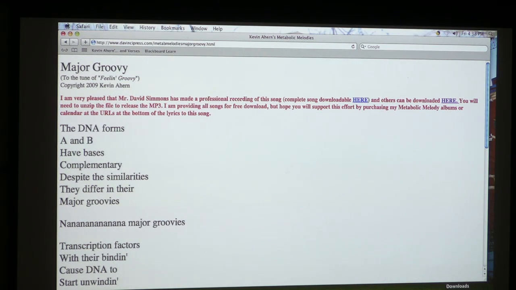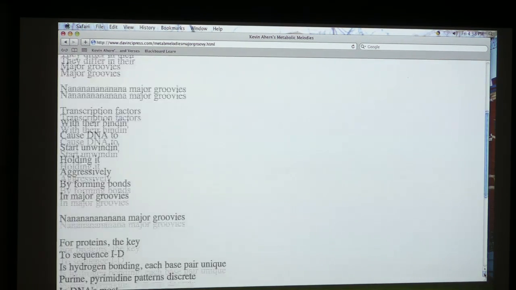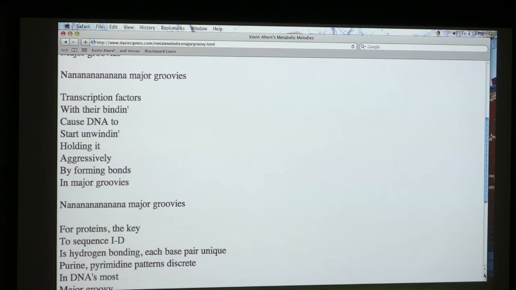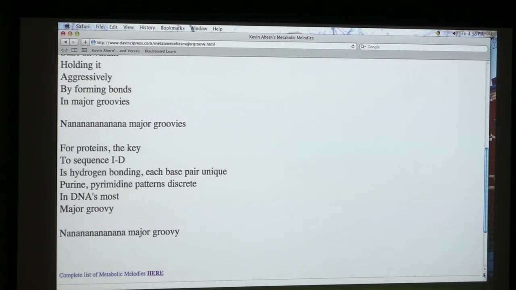The DNA forms A and B. They have bases complementary. Despite the similarities, they differ in their major groovies. Na na na na na na, major groovies. Transcription factors with their binding cause DNA to start unwinding, holding it aggressively by forming bonds in major groovies. Na na na na na na, major groovies. For proteins, the key to sequence ID is hydrogen bonding, each base pair unique. Purine, pyrimidine, patterns discrete, in DNA's most major groovy. Na na na na na na, major groovy.